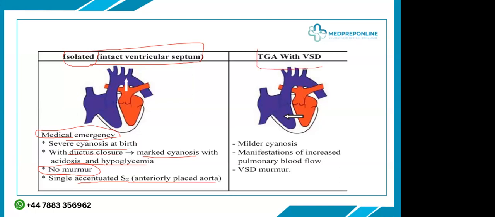But if it presents with VSD, there will be milder cyanosis and there will be manifestation of increased pulmonary blood flow and a VSD murmur. If there is VSD, then oxygenated blood from the left ventricle goes to the right ventricle and the right ventricle is attached to the aorta. So there will be mixed blood going to the aorta, and somehow you are providing some relief from the cyanosis and some oxygenated blood to the systemic circulation. And there will be a VSD murmur in this case if the TGA presents with VSD.